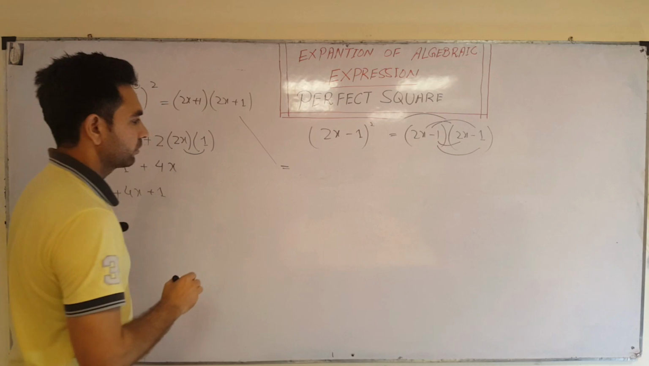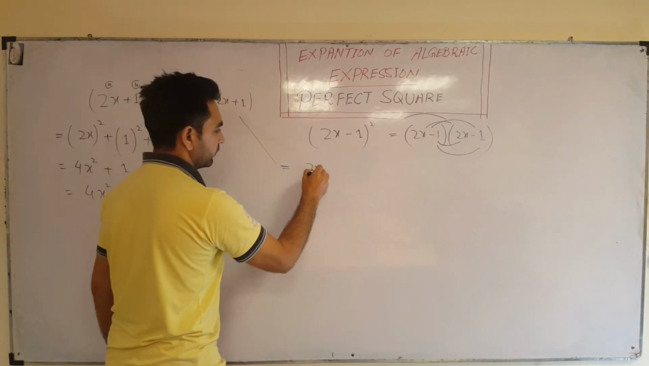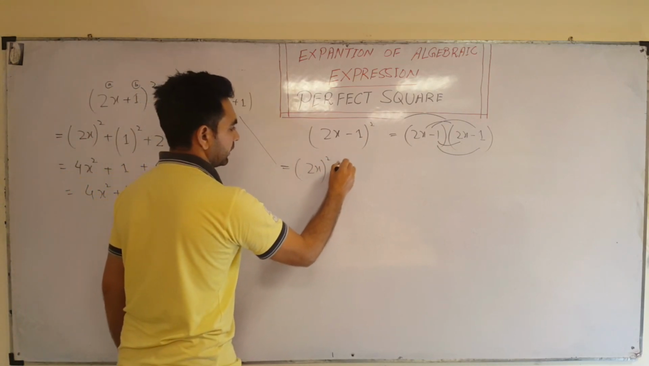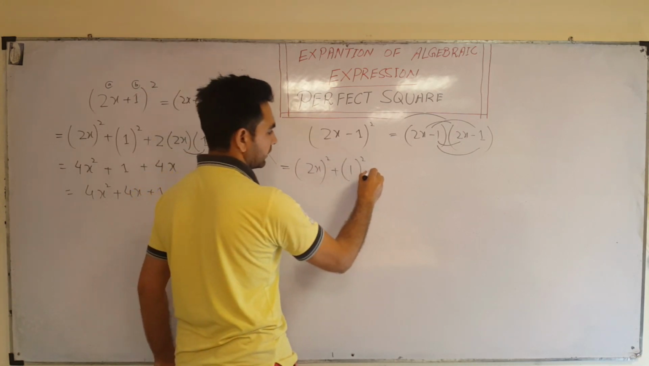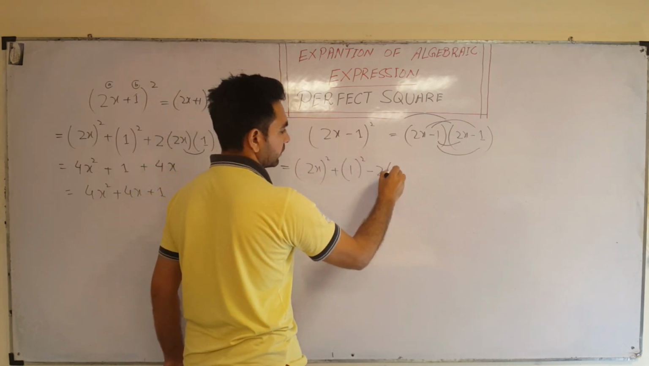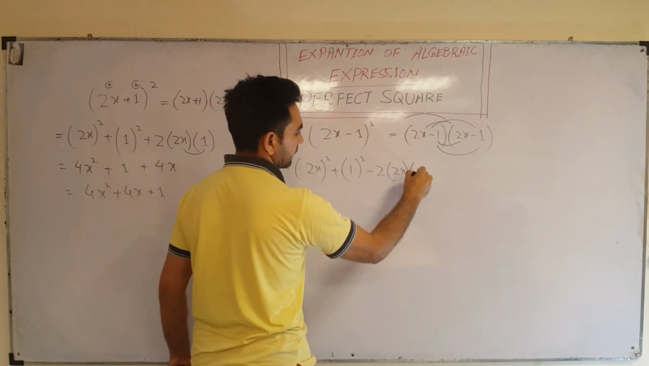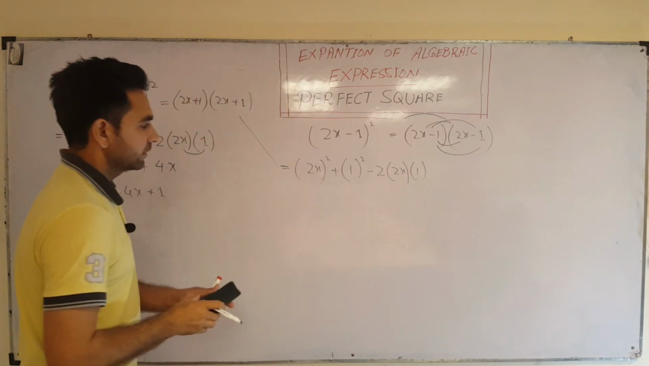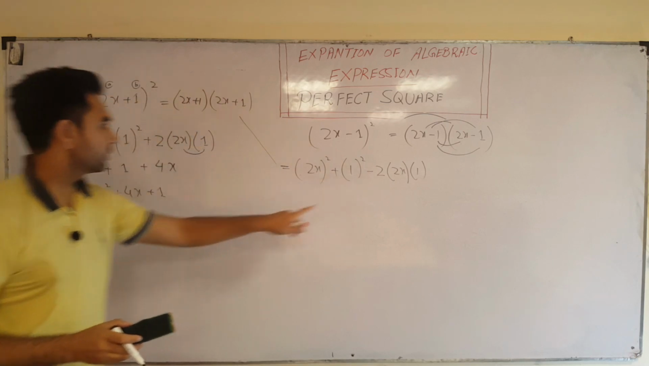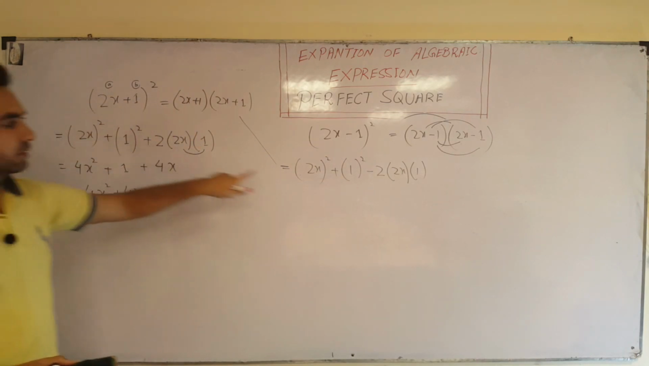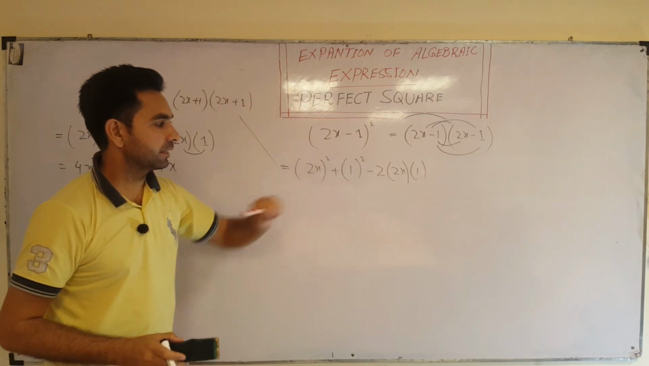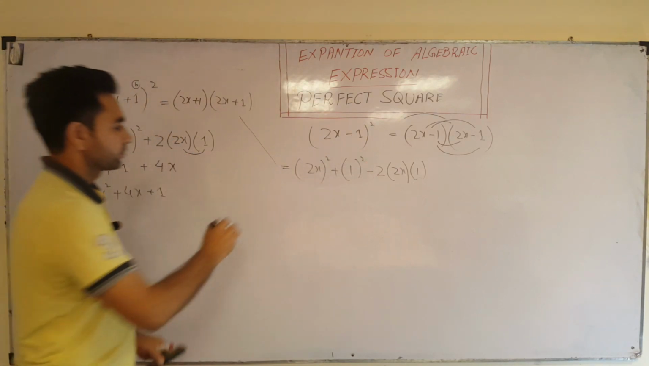Or you can use the formula which says that take the square of the first one plus take the square of the second one, and if there is a negative sign, you write down minus 2 times the first one and the second one. So you can see that the only difference is this sign. It was positive here, so it is positive here, and it is negative here, so it is negative here. The rest is the same.